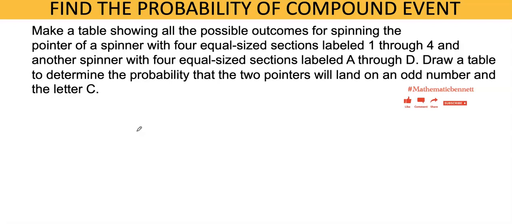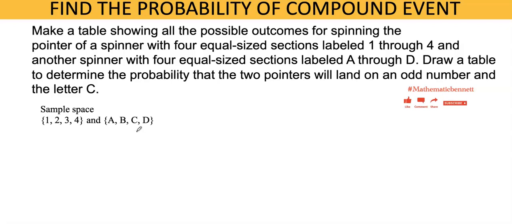Make a table showing all the possible outcomes for spinning the pointer of a spinner with 4 equal sections labeled 1 through 4, and another spinner with 4 equal sections labeled A through D. Draw a table to determine the probability that the two pointers will land on an odd number and the letter C.